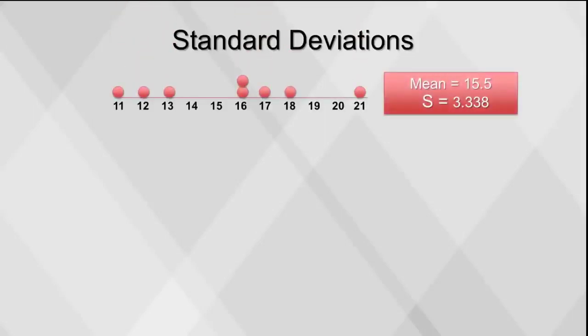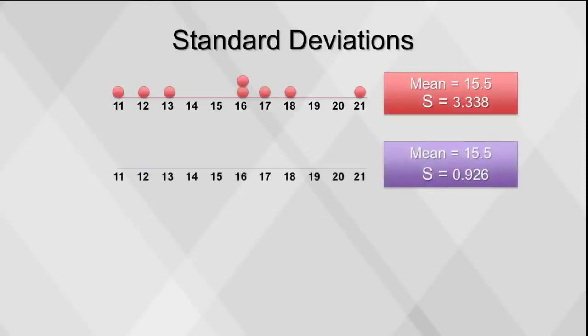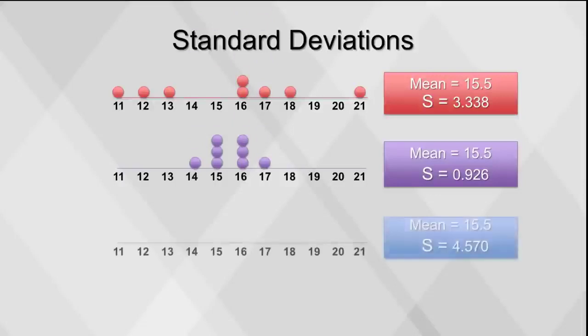Here in red is an example of a moderate standard deviation. You can see that the data is spread pretty evenly. The purple shows a low standard deviation, in which the data is concentrated near the middle. The blue example shows a high standard deviation, where the data is concentrated on the outside.